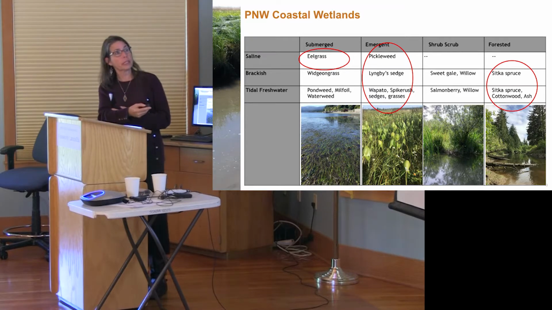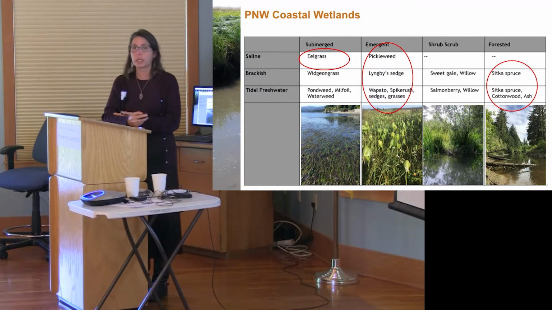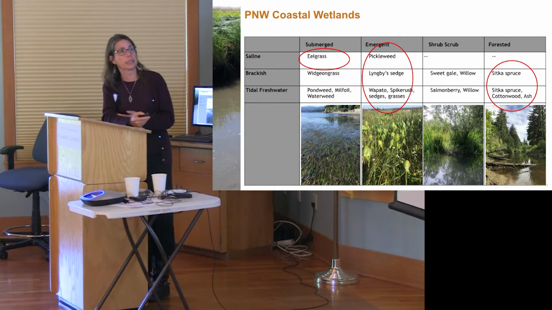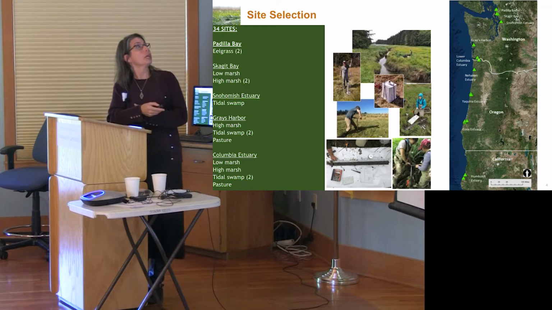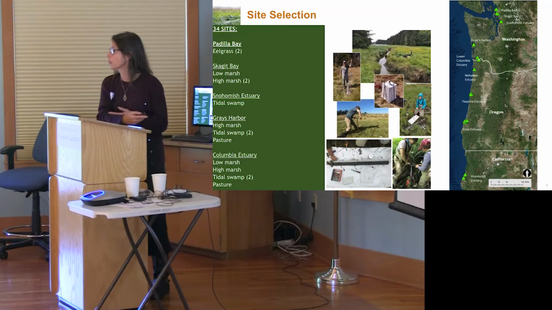We decided to not include the shrub-scrub community just because there are very few of them out there, and it was just going to spread our sampling a little bit too thin. So we included instead the Sitka spruce forested wetlands. So we had 34 sites in total, and I know you've seen this map now about 5 times already today, but if we keep showing it, you're going to have it committed to memory.